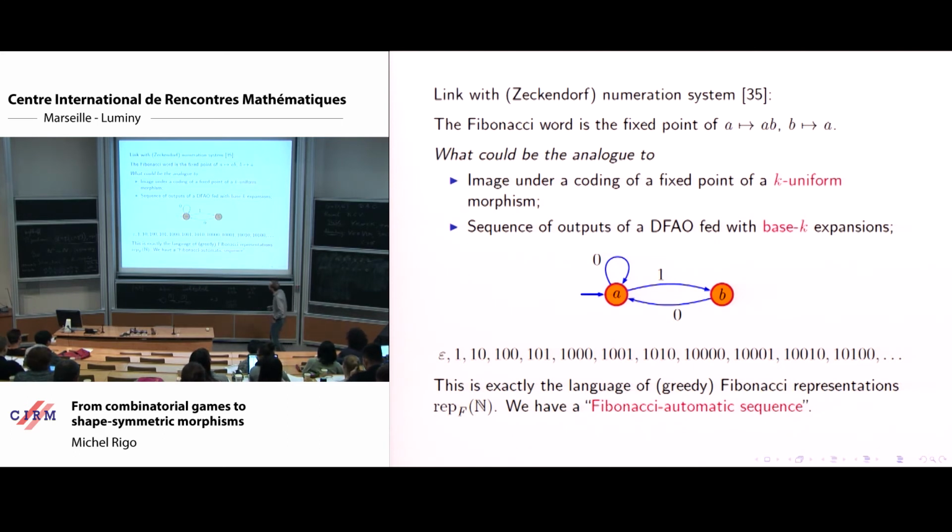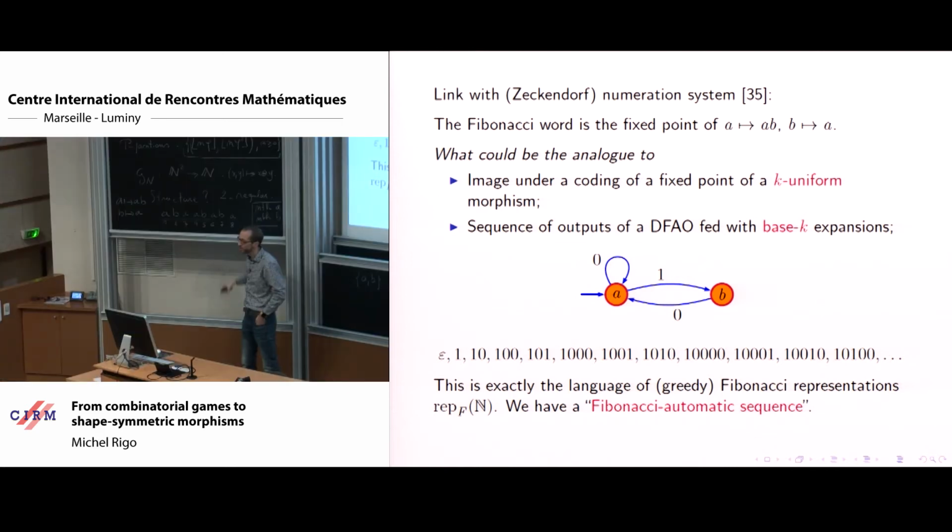So what is the summary of what I did here? If you want to know the digits occurring here, you just do as before for automatic sequences.